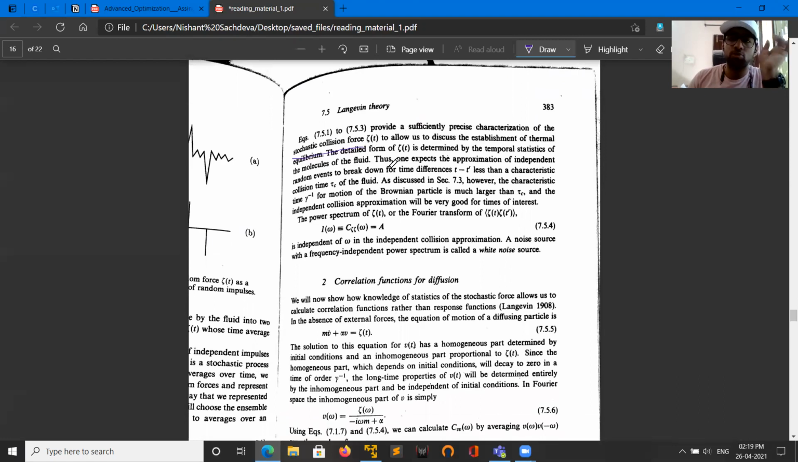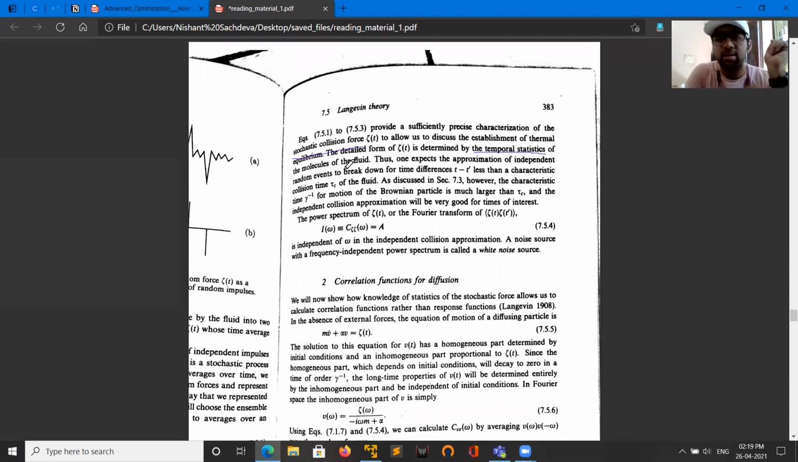The detailed form of tau of t is determined by the temporal statistics of the molecules of the fluid. Thus, one expects the approximation of independent random events to break down for time differences less than a characteristic collision time tau of the fluid. Take note of what they're saying here. We had an assumption which can break down if the time between two collisions is some value, and we take a time less than that.